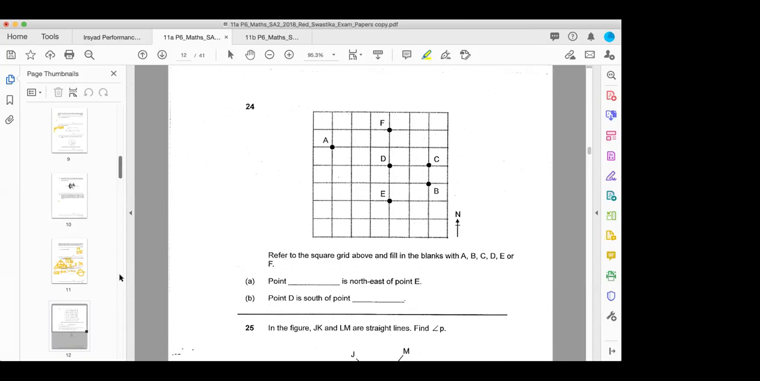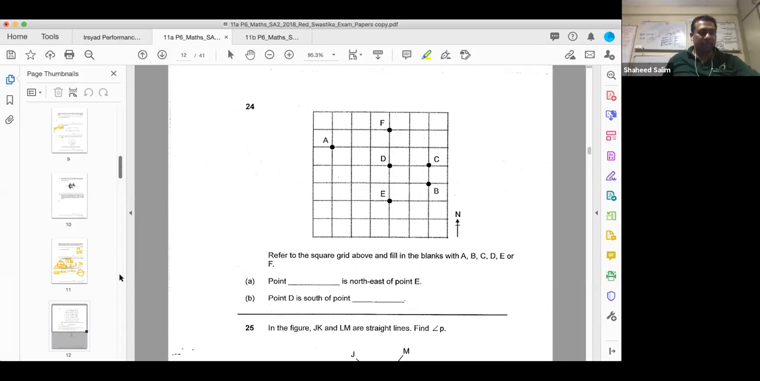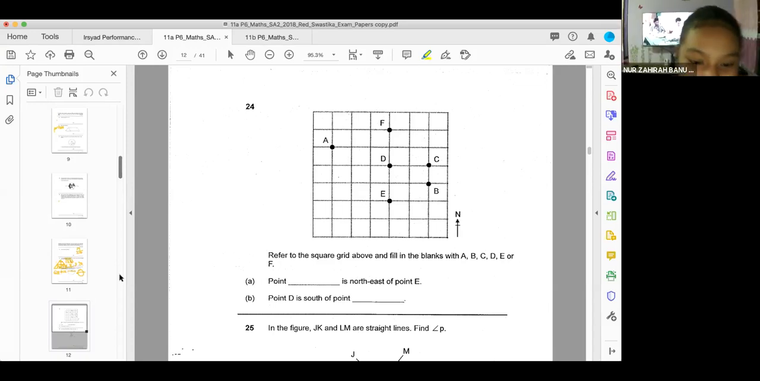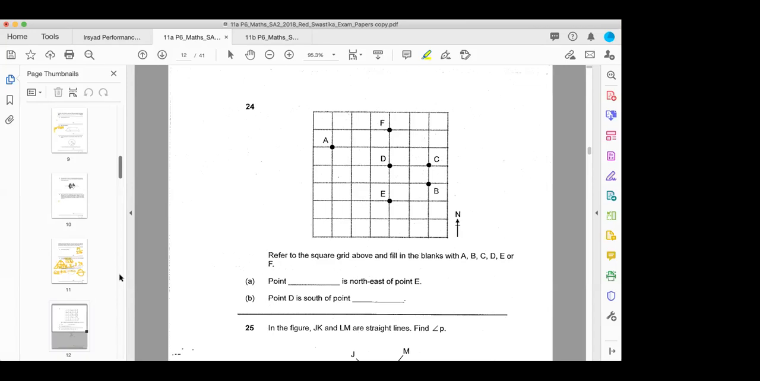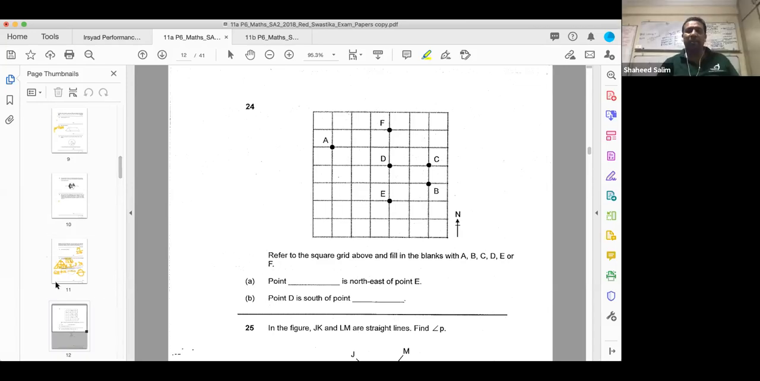A is C. All right. What about Zahira? My answer for A is C, B is F. Okay. What about Raihana? Come in, Raihana. Question A. B is E. Okay, let's see. Maybe Raihana is not here, so we just continue. The first one is C. Okay, C is correct.